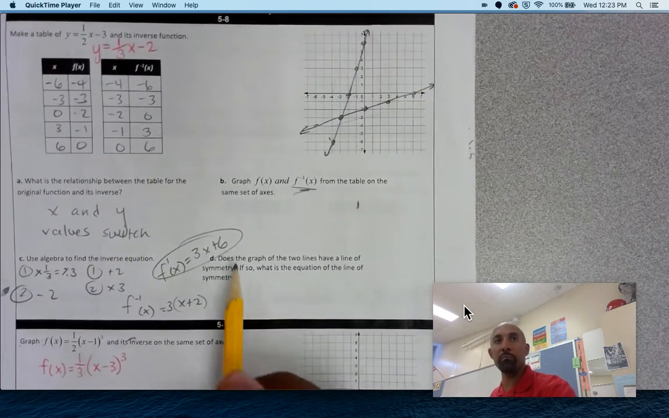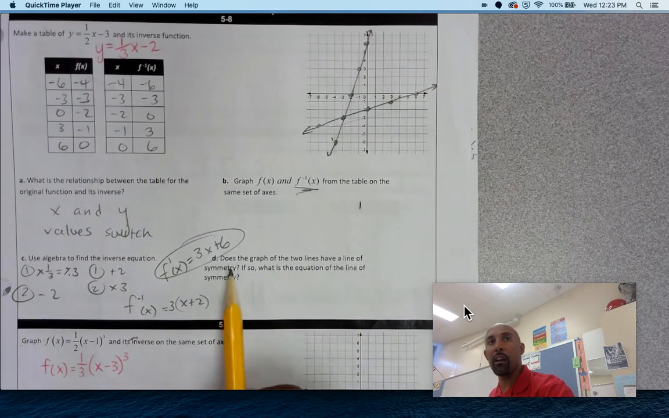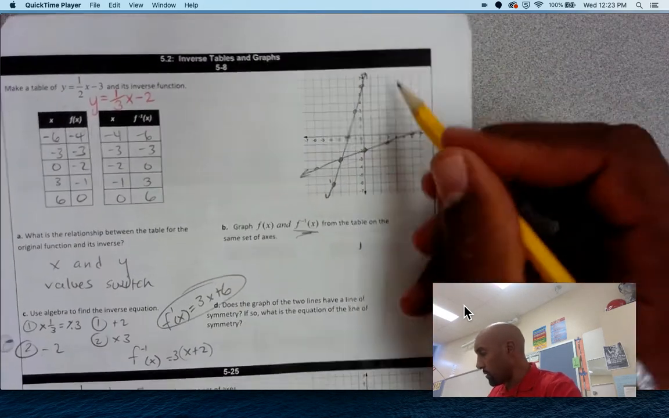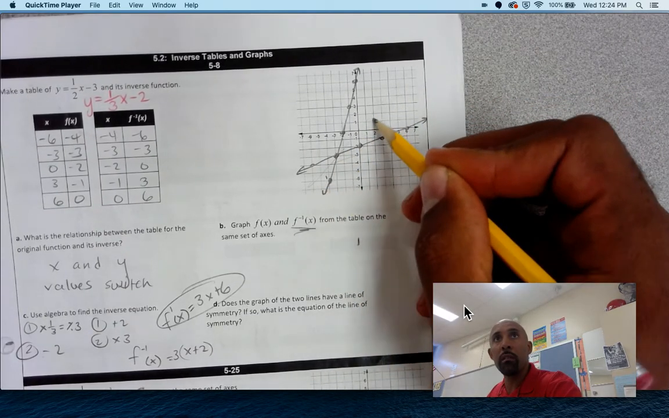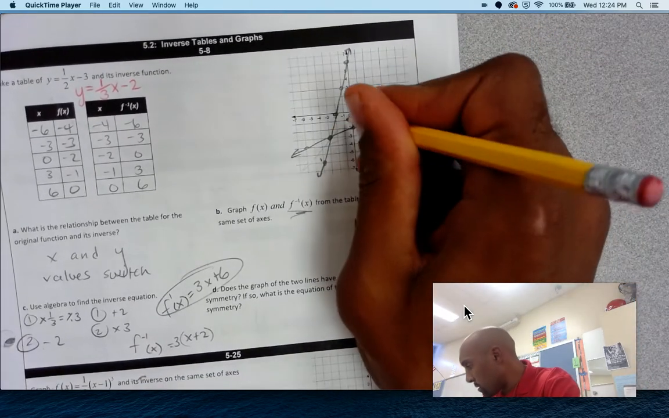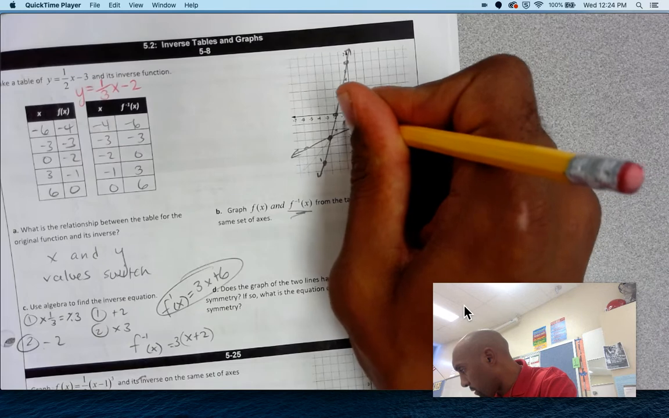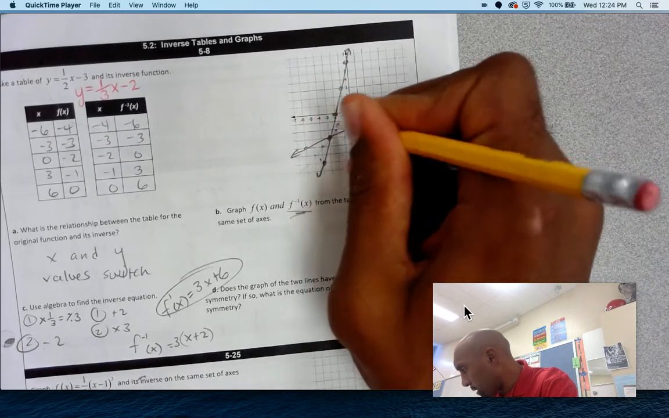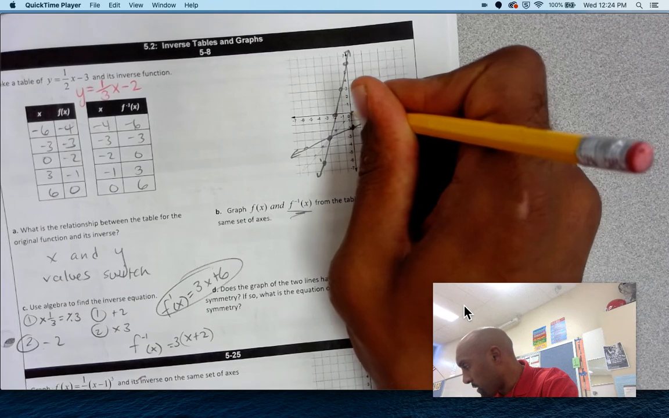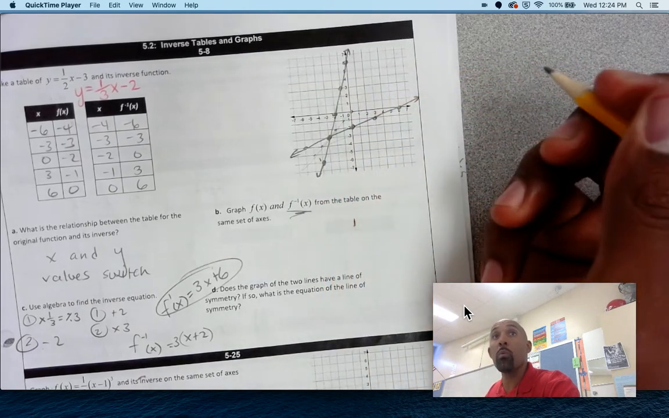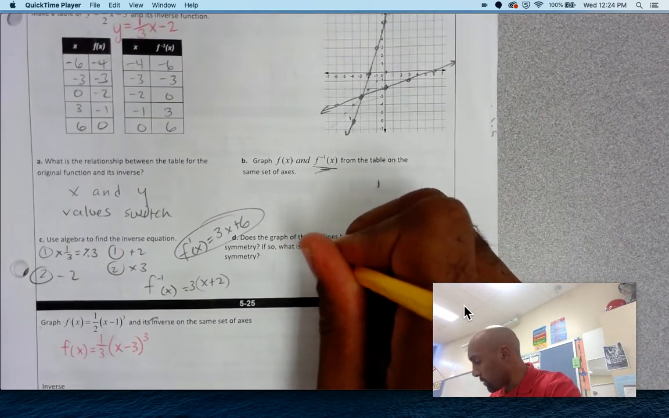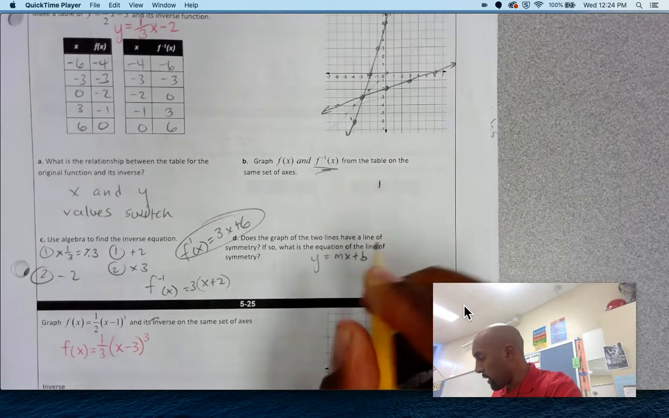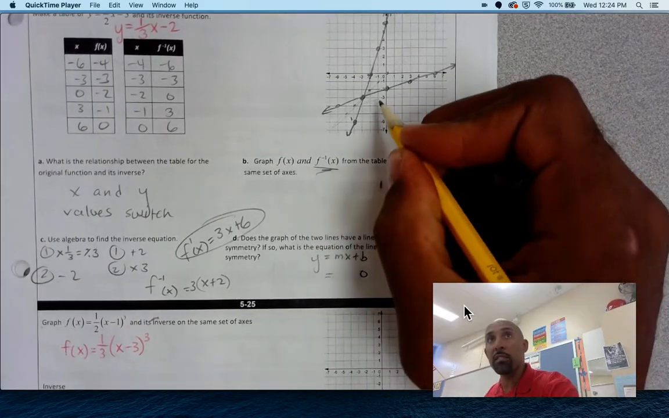Okay, so now, does the graph of the two lines have a line of symmetry? If so, what is the equation of that line? Well, you can see that the line of symmetry is somewhere right here, right? Somewhere down the middle. And if I were to graph these points on that line, you can see it follows all the way until it gets to that point, right? That's your y-intercept. So that's the b part of it. So I know it's a straight line. It's y equals mx plus b. And the y-intercept is 0. But what's the slope of that line?